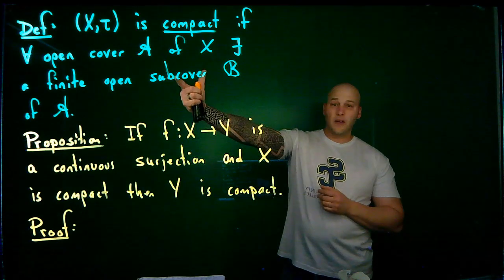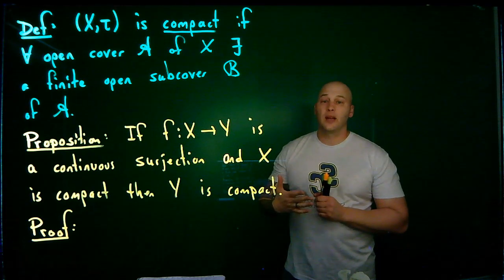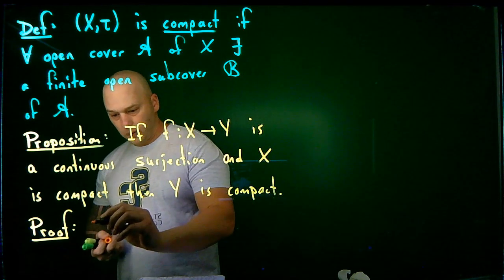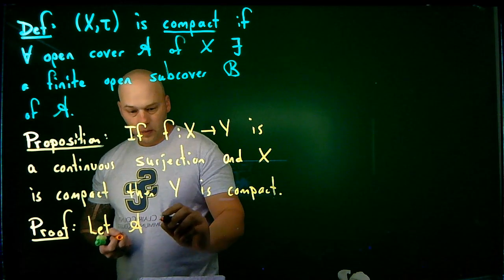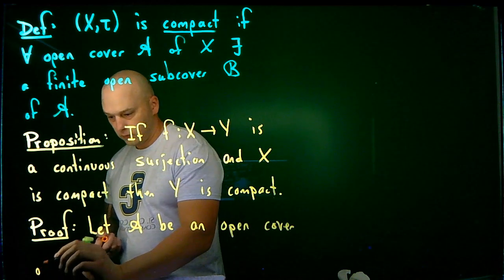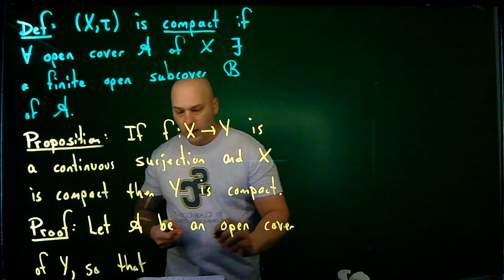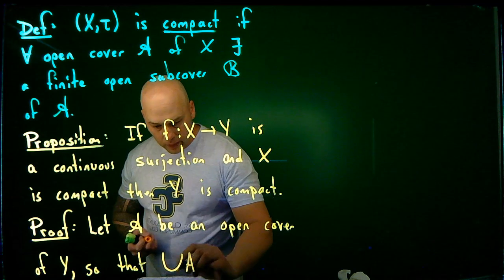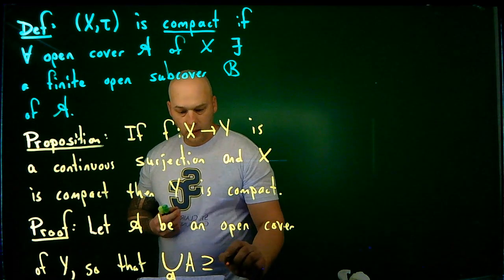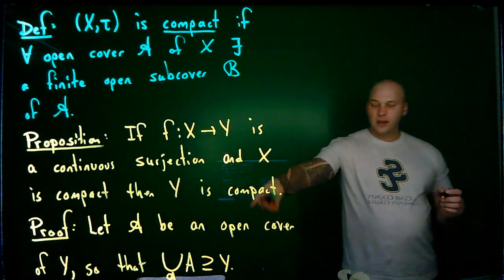Well, what I have to do is use the definition that I just wrote. I have to be able to choose any open cover of Y and show that it has a finite subcover. Let's start by choosing an open cover of Y. All right, so let A be an open cover of Y. I'll basically just write out what that means. If I take the union of every element over that set A, this is going to contain, in particular it's going to equal, Y. It's going to equal Y because Y is the entire space.